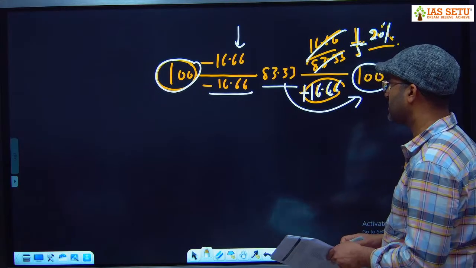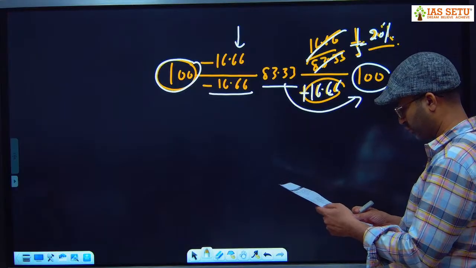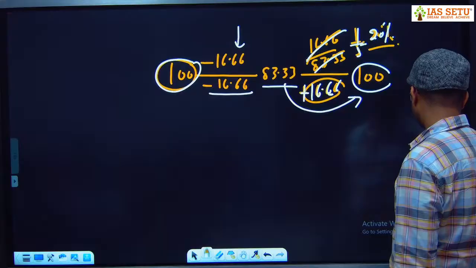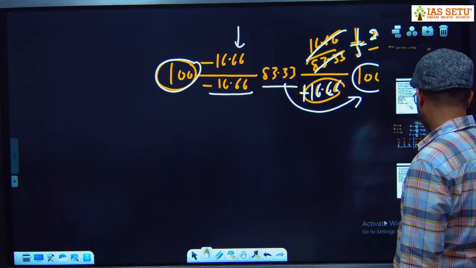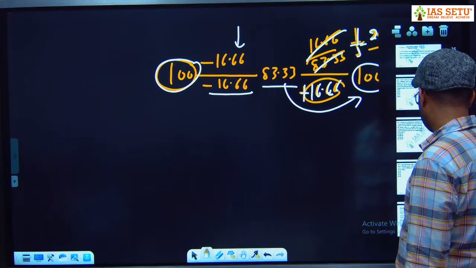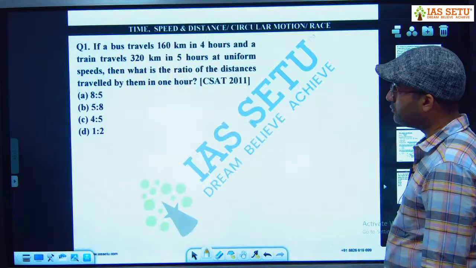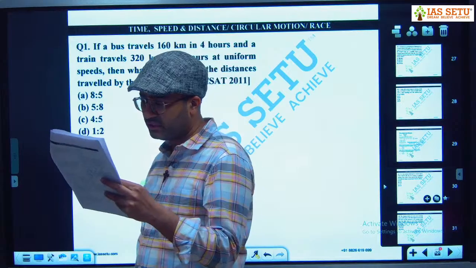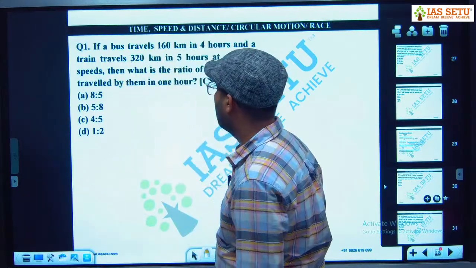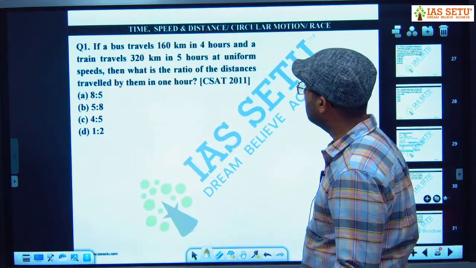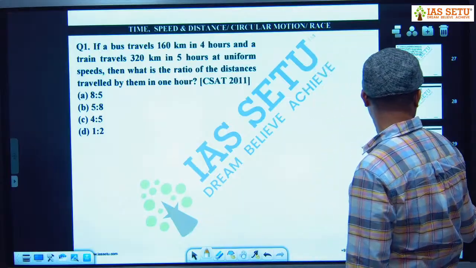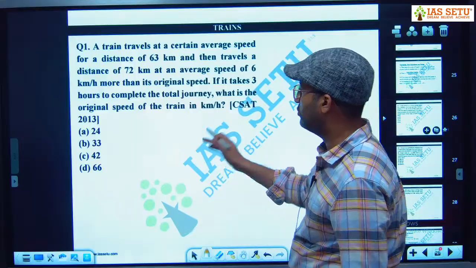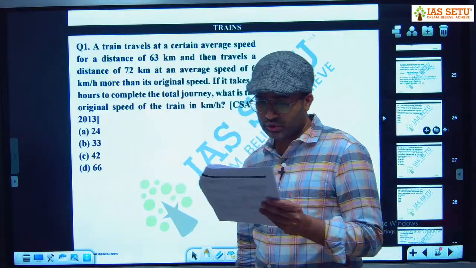Now here next is train, time, speed, distance, boat and stream, race, circular motion. Train. Three questions, one asked in 2013, then 17, then 18. Question asked in 2011, where did that come from? Okay, by mistake something else had opened.